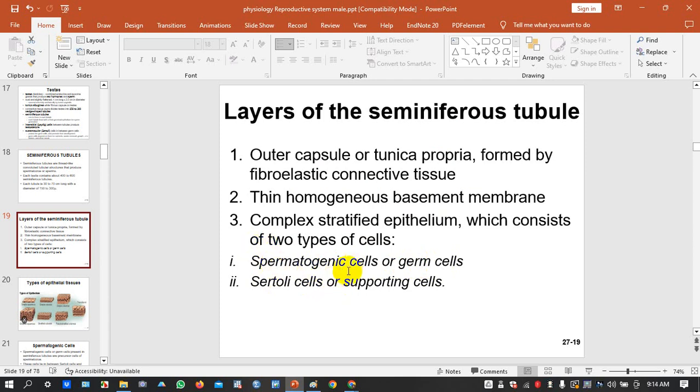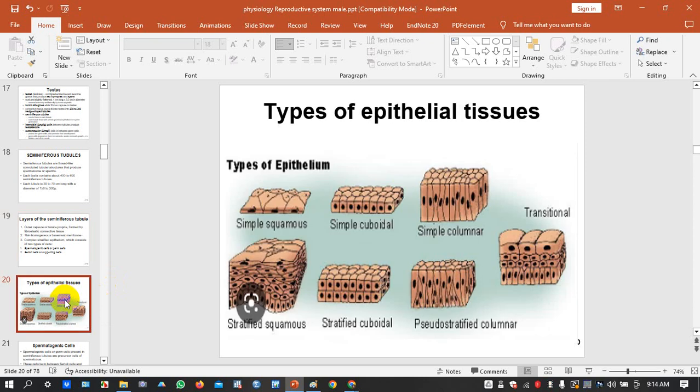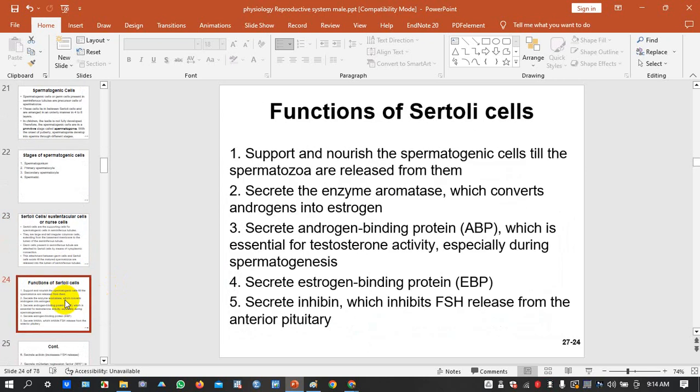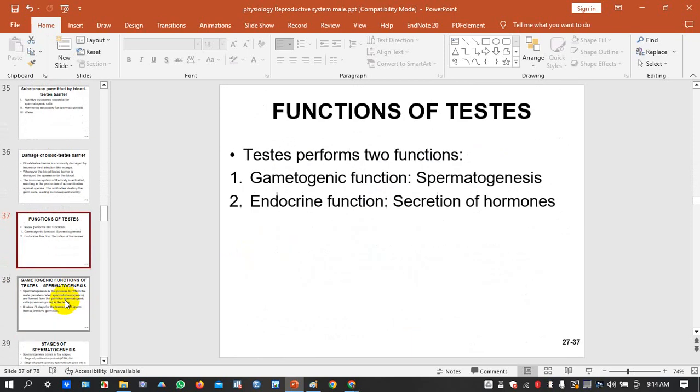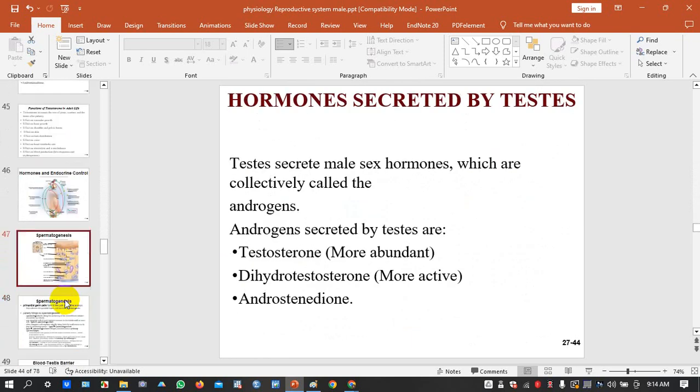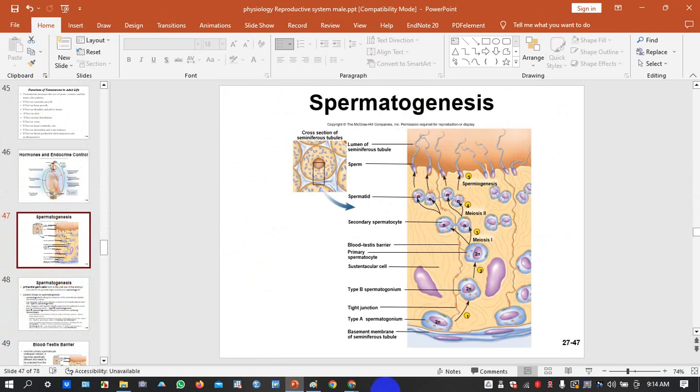So the spermatogenic cells are the primary. We have the types of spermatogonia. So we have the type A spermatogonium is a germ cell. Type B spermatogonium is a germ cell, or spermatogenic cell. They lead to the production of sperm. But these ones here, these yellow ones here, which form the tight junctions, they are the Sertoli cells.